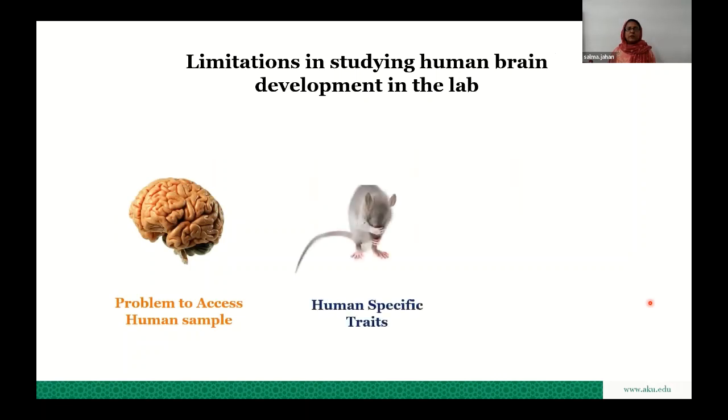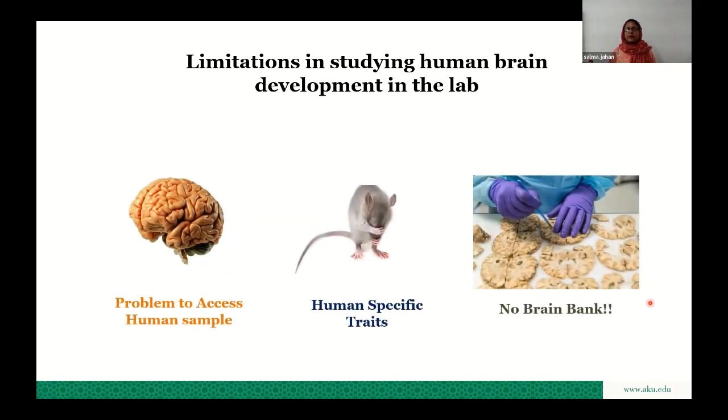So we also have some limitations. For example, we do not have any access to human brain samples. And some of the mouse models we cannot utilize, because some specific traits cannot be studied in the mouse model, such as if you are studying neuropsychiatric disorders like autism, where autistic children have a communication problem. So how can we utilize a mouse model, because the mouse does not communicate or talk?